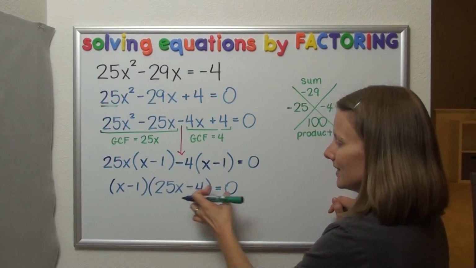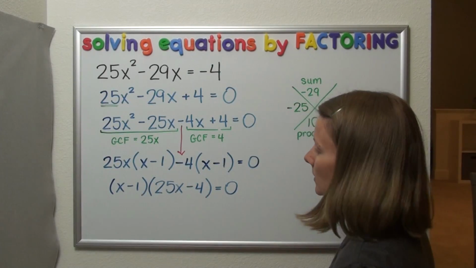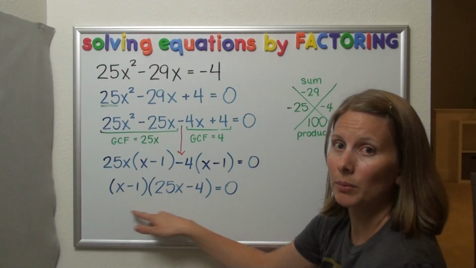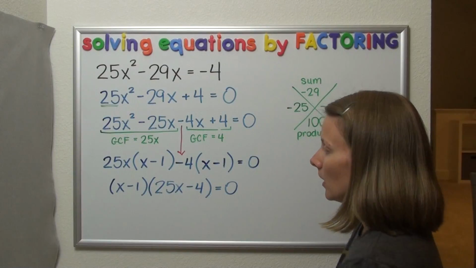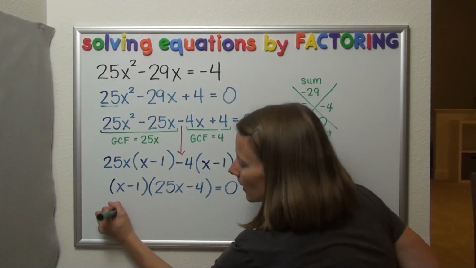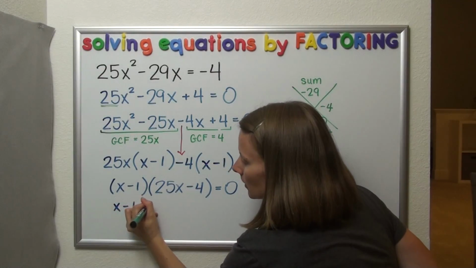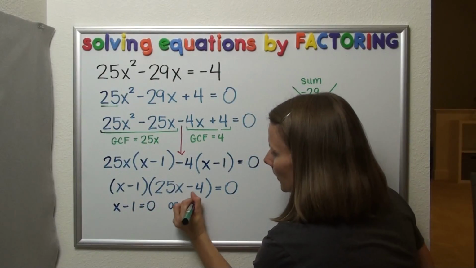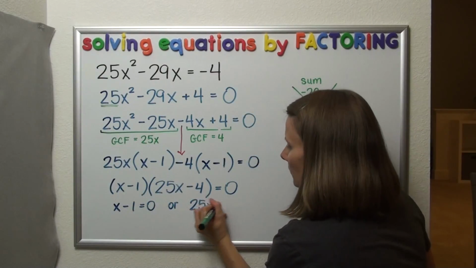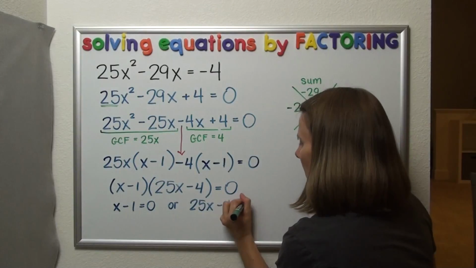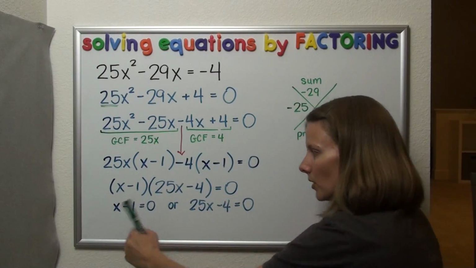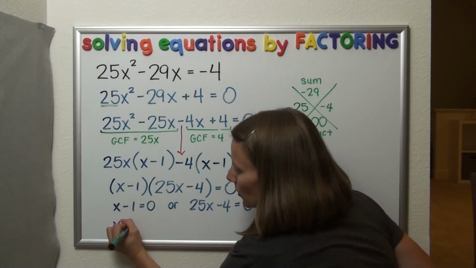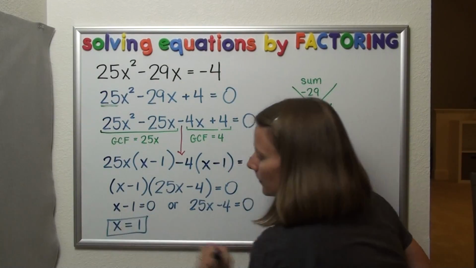Something times something is 0. One of those has to be 0. I know I'm done factoring though because it's linear factors and I leave linear factors alone. So something times something is 0. Either x minus 1 is going to be 0 or 25x minus 4 is going to be 0. One of those guys has got to be 0. For the first linear equation, I'll move the 1 to the other side. I get x equals 1 for a solution.